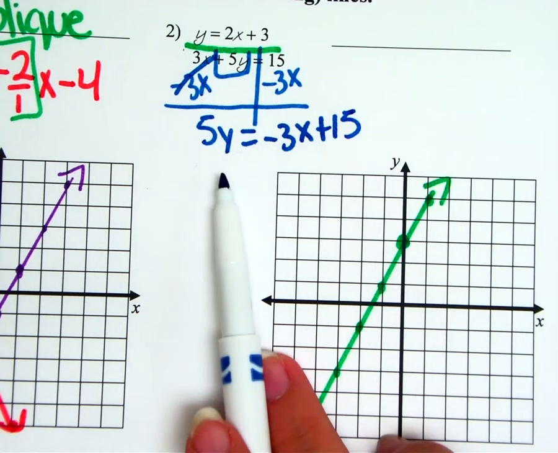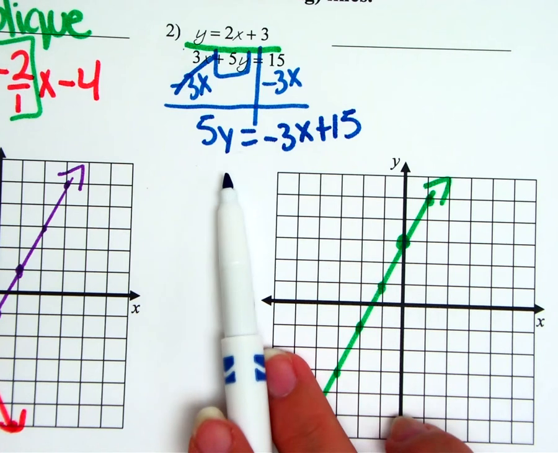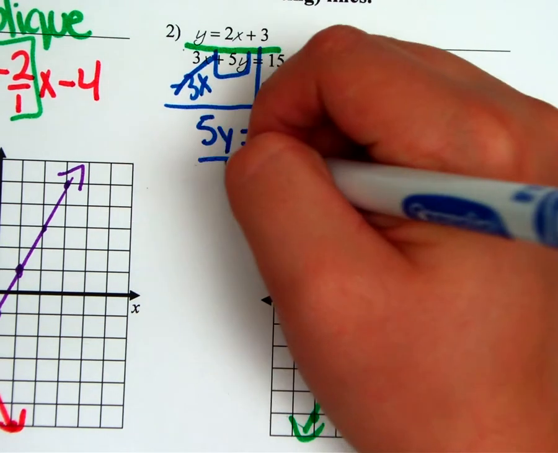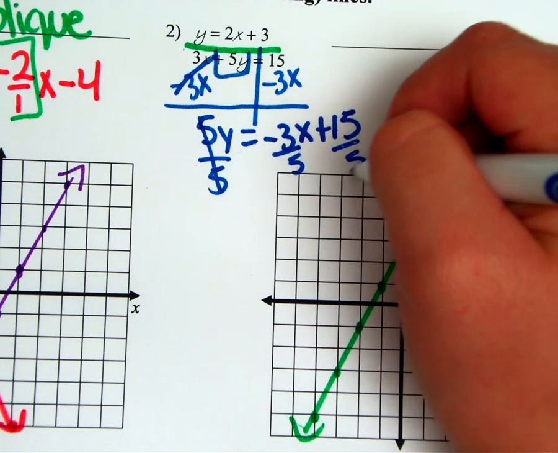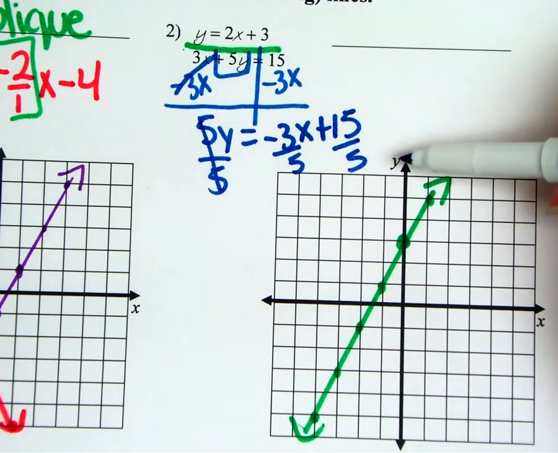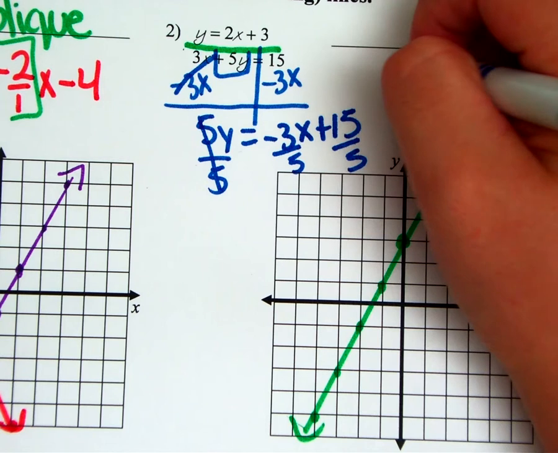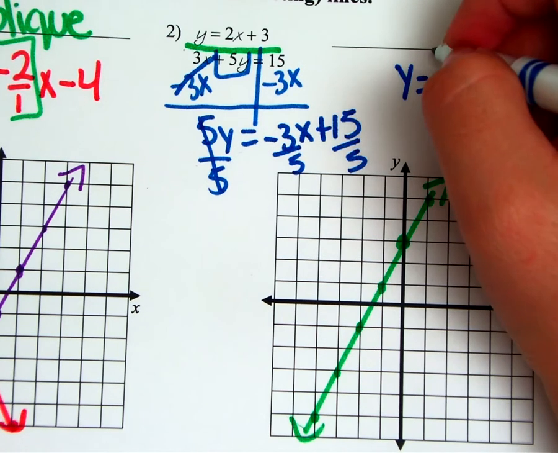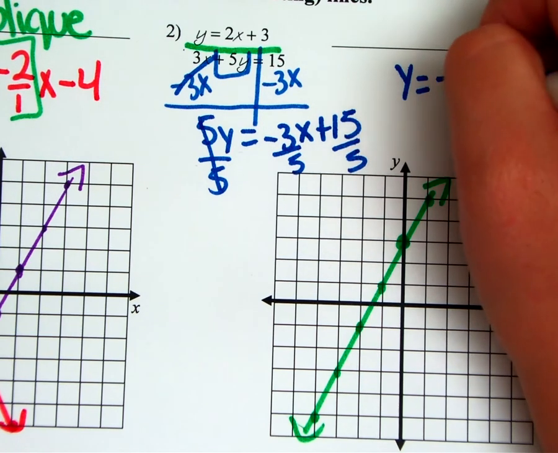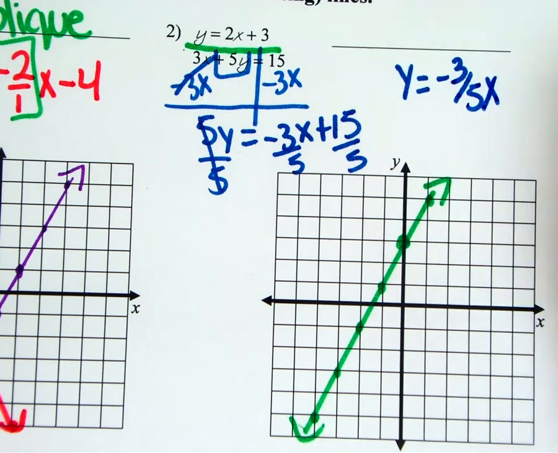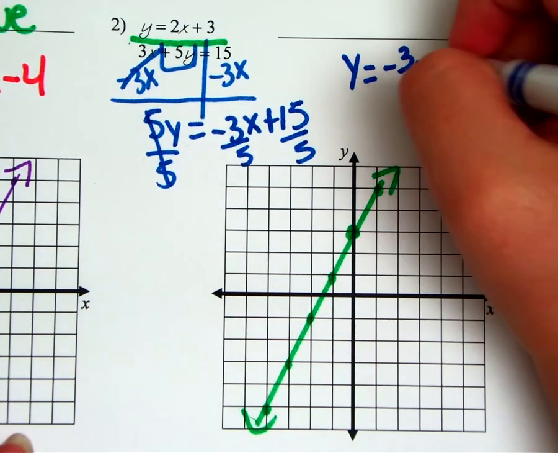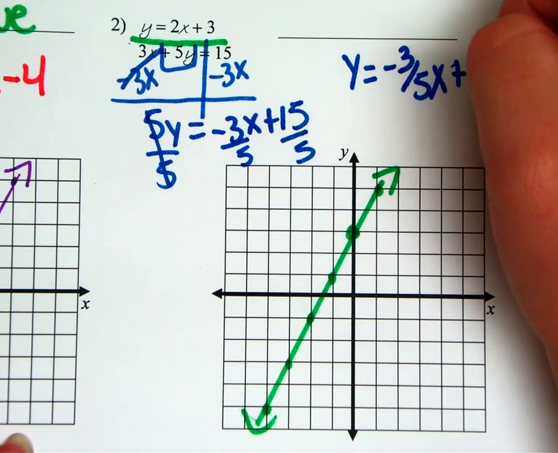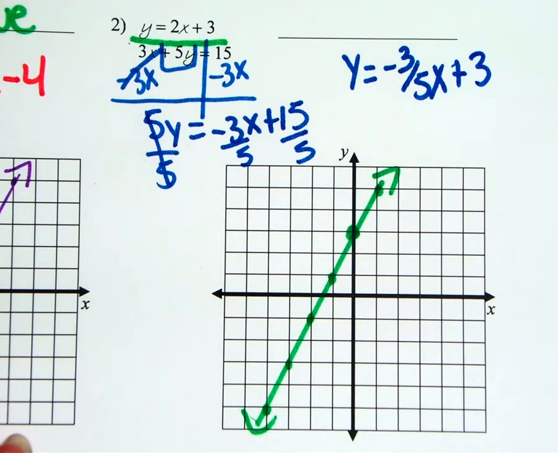Now, the 5 and the y are side by side, so we know that's multiplication, so I need to divide by 5 here, here, and here, because what you do to one side, you have to do to the other. So I'm going to write this out simplified the best that I can. That's negative 3 over 5 as my slope, the number in front of x, and my y-intercept is a positive 3, because that is what this reduces to.